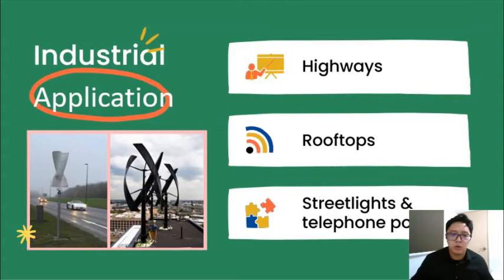Next, what can we use it for? What are the industrial applications? First, we can apply it in highways. We can make use of it in highways to produce electricity that can be used to power either toll gates or street lights. We can also use it for rooftops and be able to get some power for buildings, as well as integrate it with street lights and telephone poles.